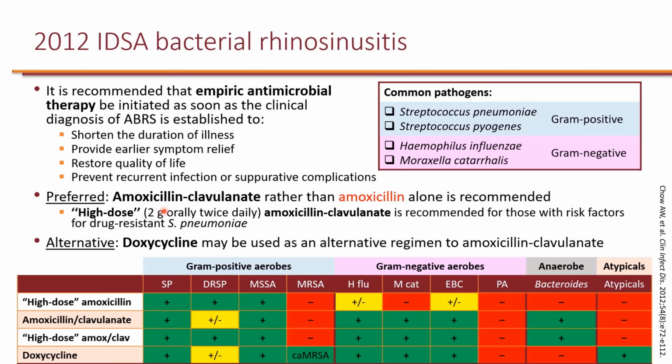Now, alternatively, if for some reason someone could not tolerate amoxicillin-clavulanate, we can consider doxycycline. The reason this is an alternative is because doxycycline does not have the best activity against drug-resistant strep pneumo. However, it does have good activity against H. flu and Moraxella catarrhalis. But if someone can tolerate amoxicillin-clavulanic acid, they should receive that first.